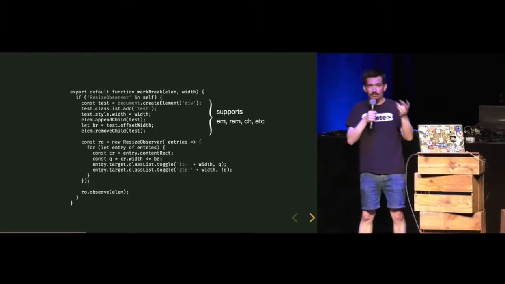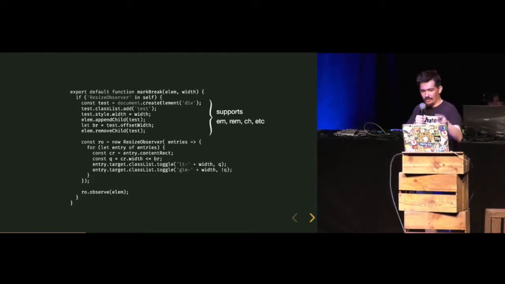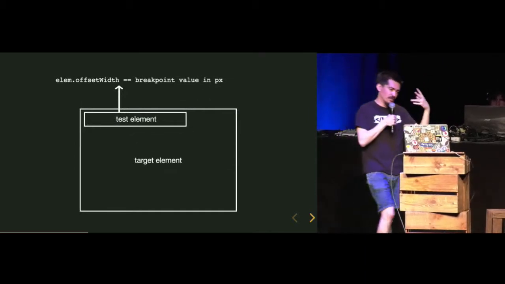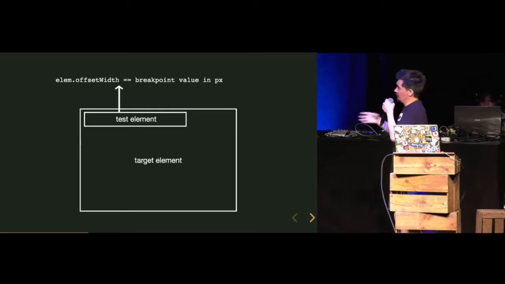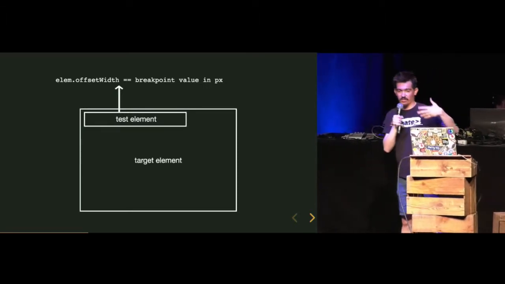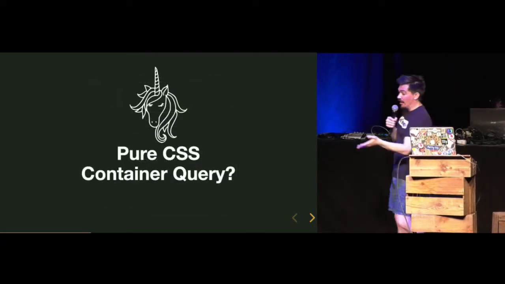And in my particular implementation, because I like to do media queries, but now I'm doing container queries using units like ems and rems and ch and stuff like that, I do this little bit of stuff here where it translates between those units and pixels, because resize observer deals in pixels. So I put a little test element in there, I measure its offset width when it first mounts, and then I go from there. So that's kind of cool, but it's JavaScript, so not so great.